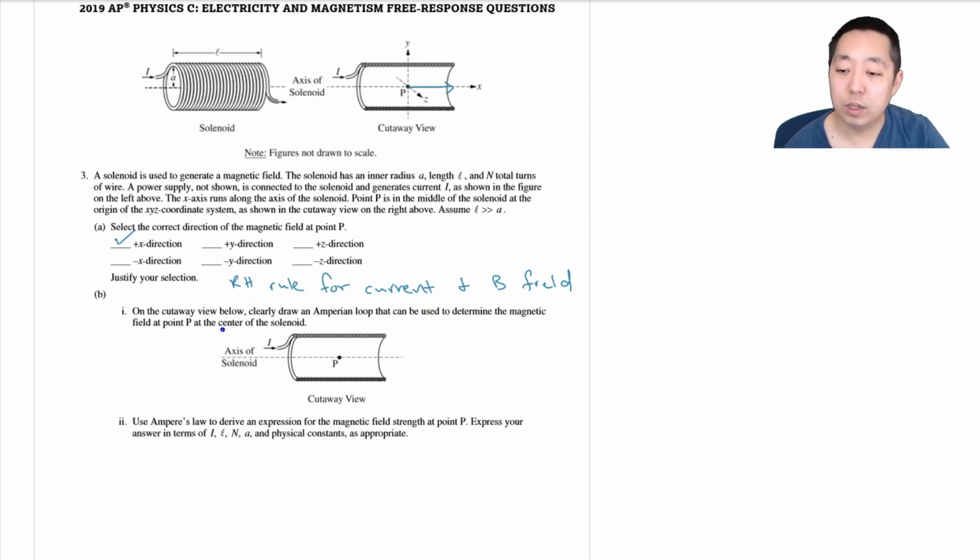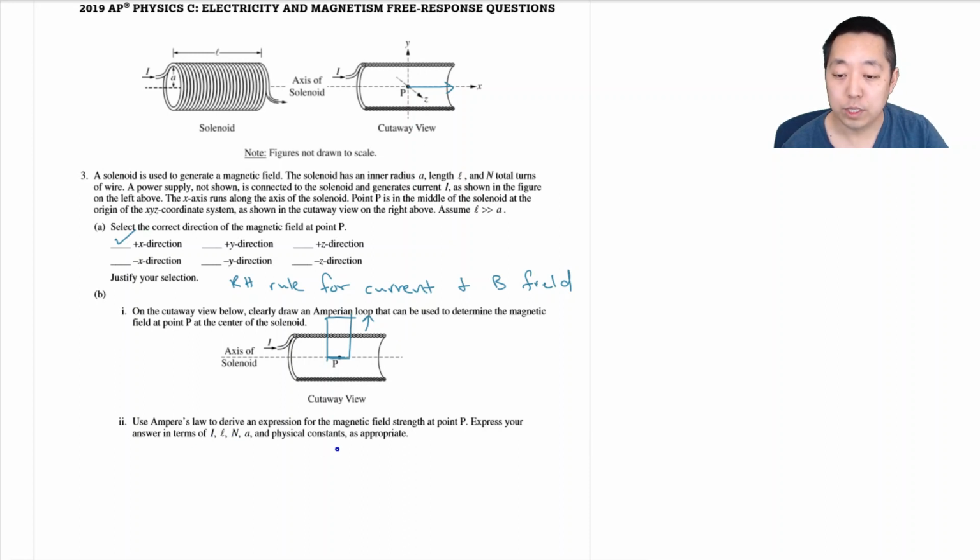On the cutaway view below, clearly draw an Amperian loop that can be used to determine the magnetic field at point P at the center of the solenoid. This is a standard derivation. Because everything is going to the right, you want the loop to go like this, a rectangular loop. Typically this part of the loop extends really far, to where the magnetic field is 0. I can't draw this infinitely big, so just say it extends forever in that direction.